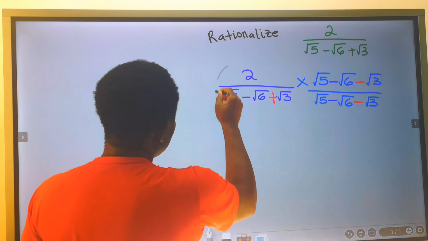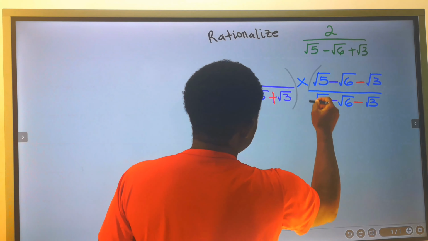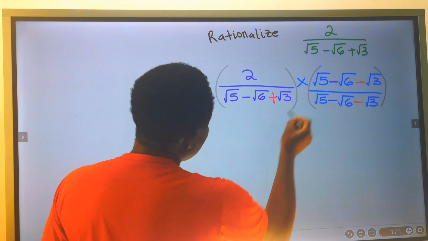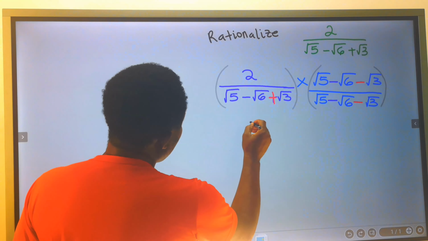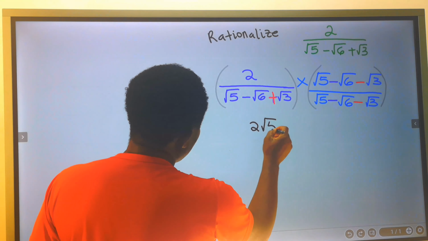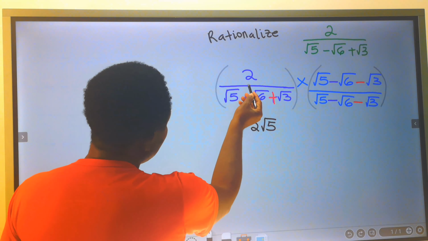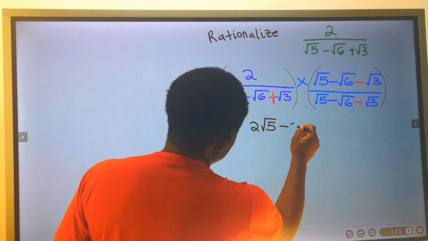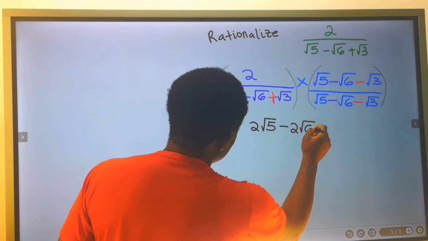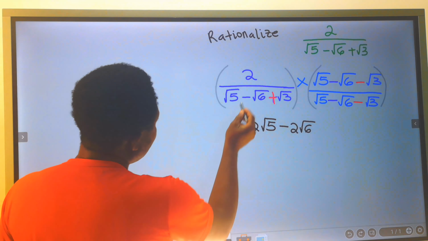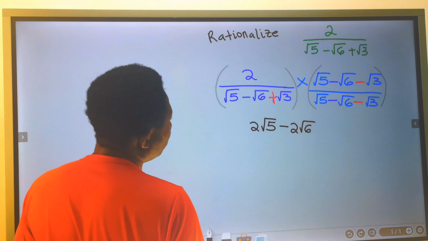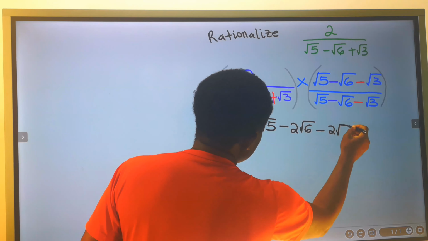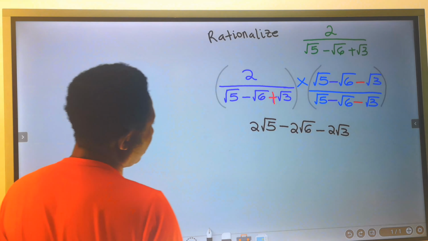Next, we're going to multiply out these 2 brackets. Next, 2 multiplied by the square root of 5. We're going to have 2 the square root of 5. Next, 2 will multiply minus the square root of 6. We're going to have minus 2 multiplied by the square root of 6. Next, 2 will multiply minus the square root of 3. We're going to have minus 2 multiplied by the square root of 3.